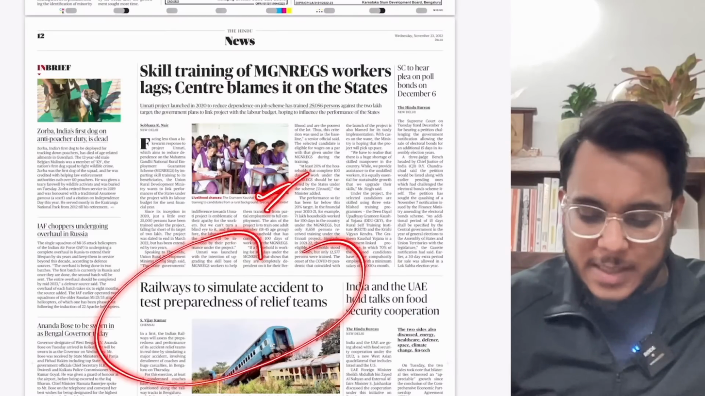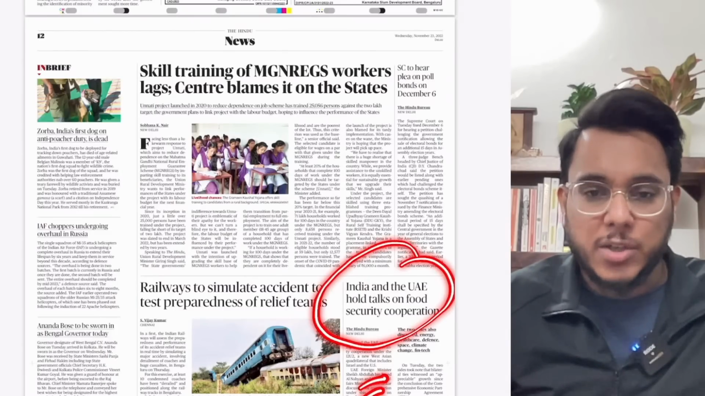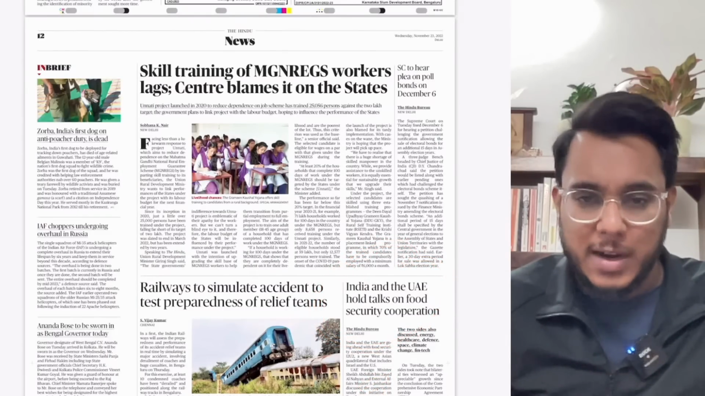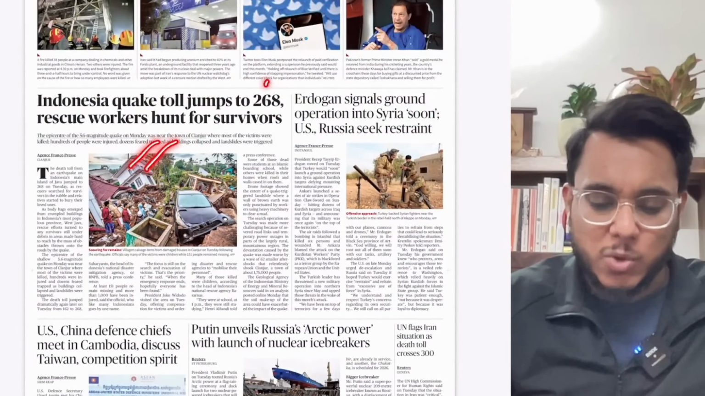Railways preparedness, we'll see that. Then this article talking about the India-UAE Food Cooperation. So we will discuss the I2U2 framework. Then moving on, Indonesia quake toll jumps to 268.